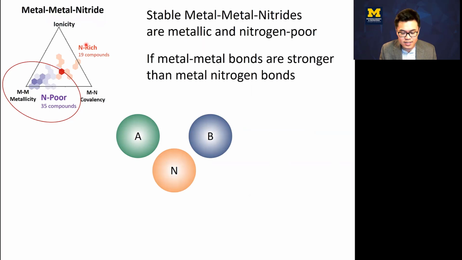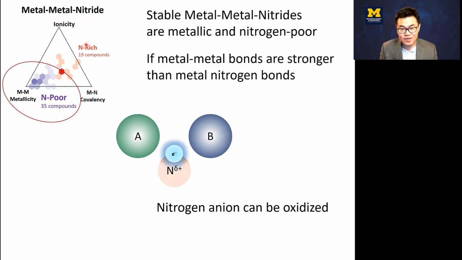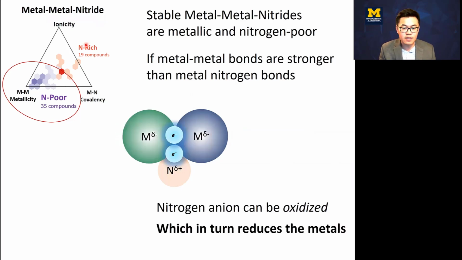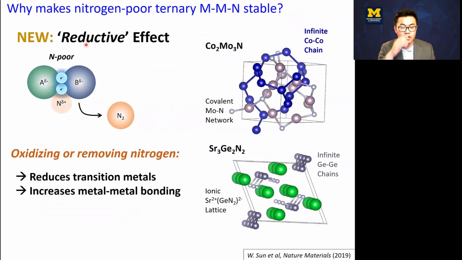Nitrogen, very surprisingly, can oxidize, okay, even though it's an anion, it can actually oxidize a little bit. It can donate a little bit of its electron density to what? To reducing the metals. And in reducing the metals, it can form stronger metallic bonds. And that is actually another route to very low energy materials. Okay, and so we call this the reductive effect.